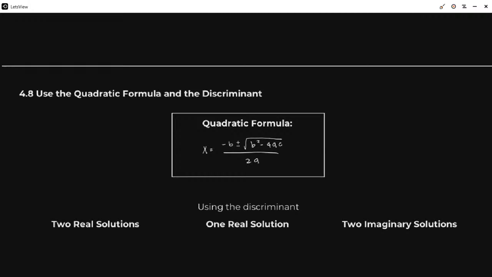Hi, so today I'll be going over 4.8, which is use the quadratic formula and the discriminant. So the quadratic formula is x equals negative b plus minus square root of b squared minus 4ac over 2a.